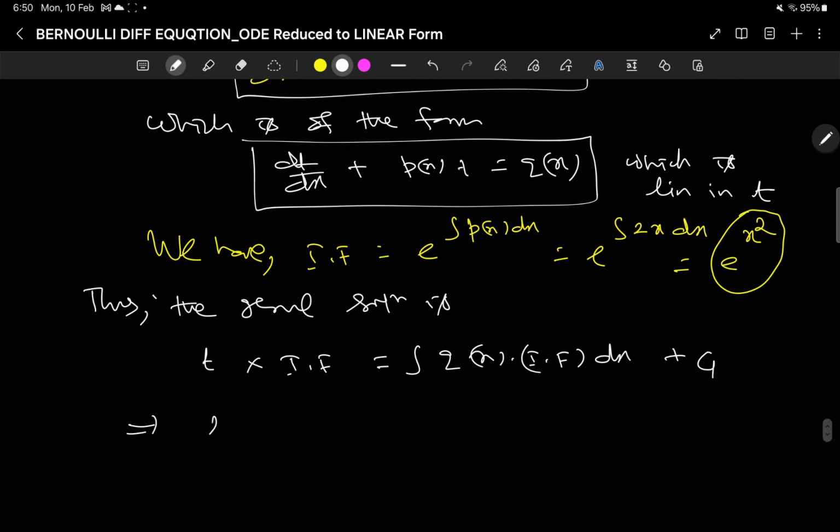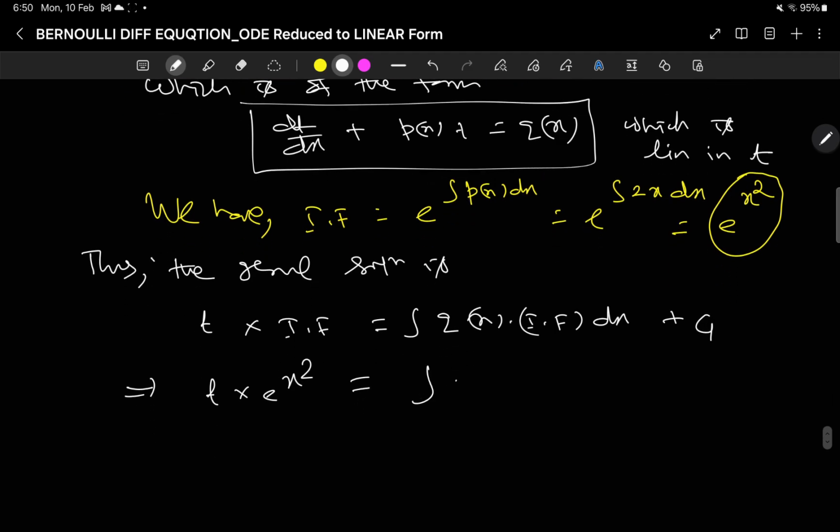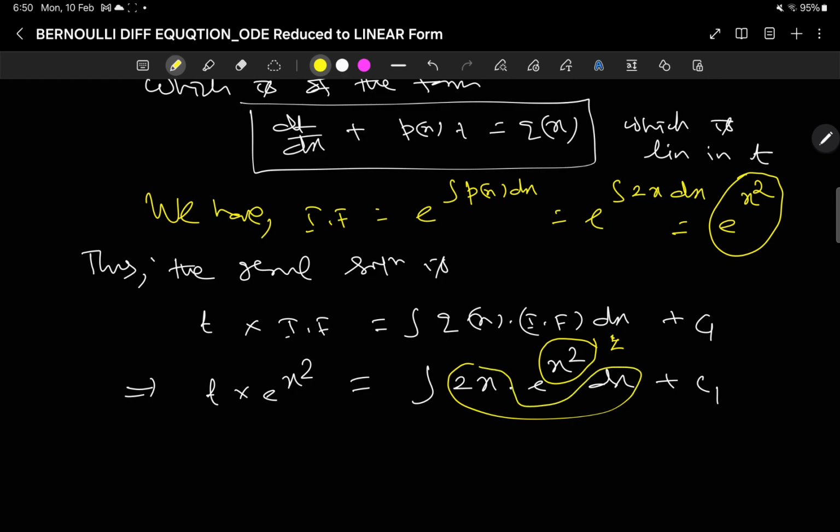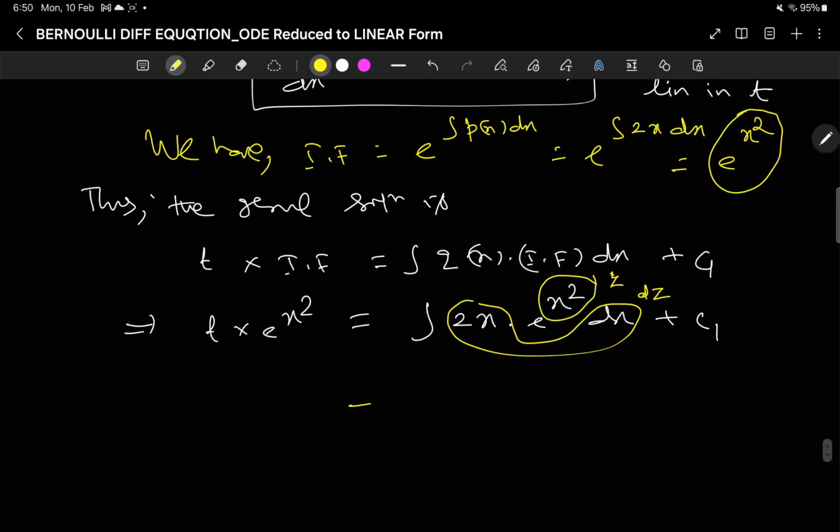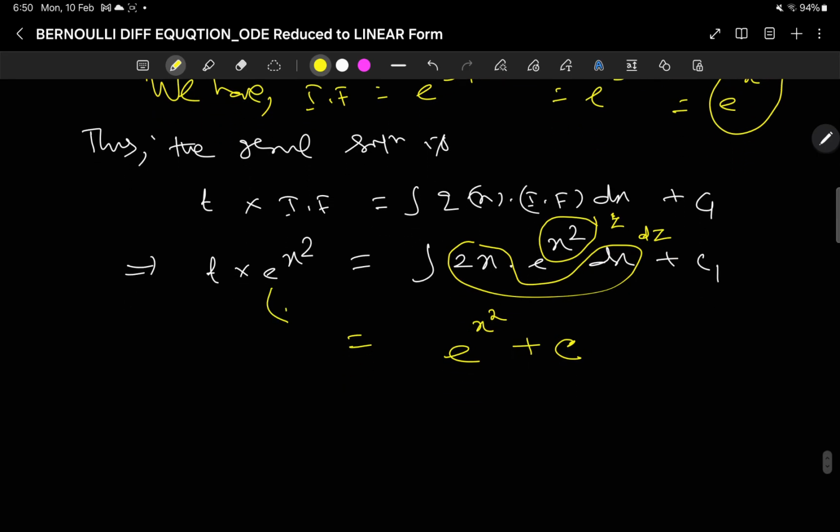So t into e to the power x square is, q(x) is 2x, integral 2x into e to the power x square dx plus c1. Now you see, if I put x square equal to some z, then this is my dz. So it is of the form e to the power z dz. The integral is e to the power z, so I directly write it: e to the power x square plus some constant c2, and c1 plus c2 is my c. Now I just divide it here.